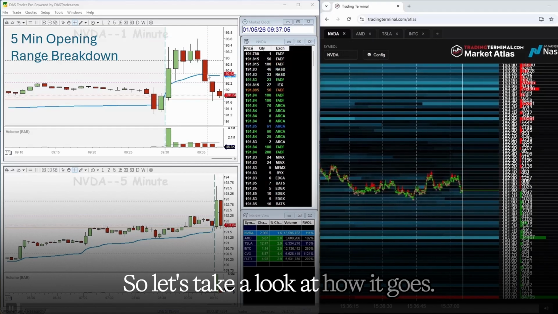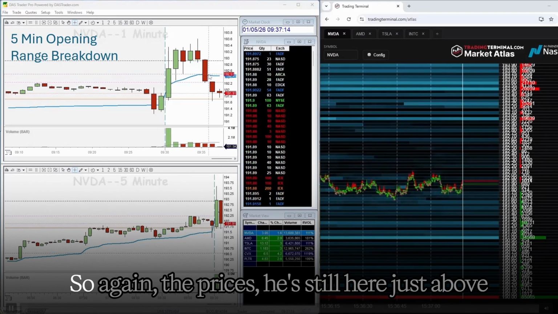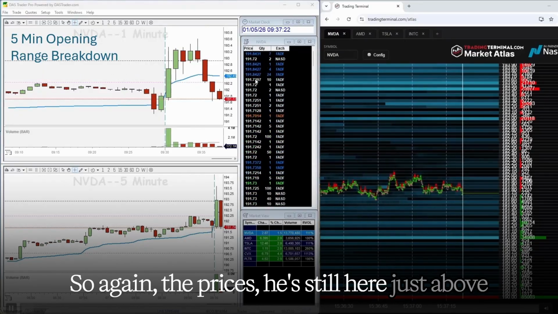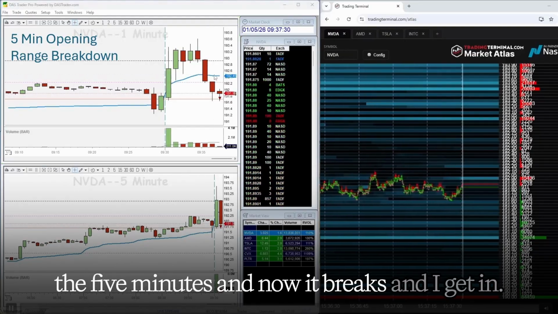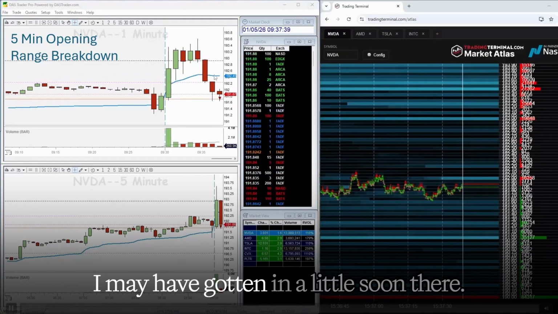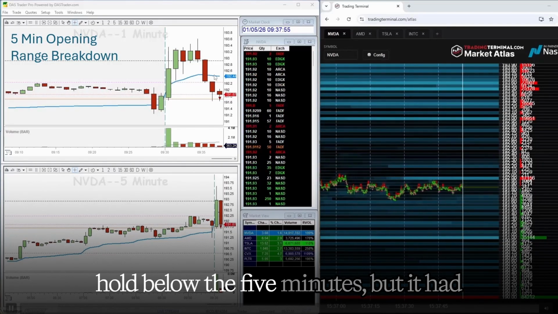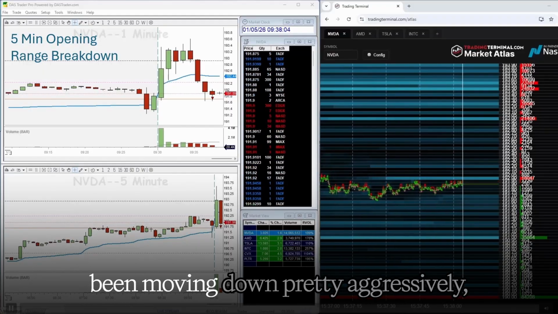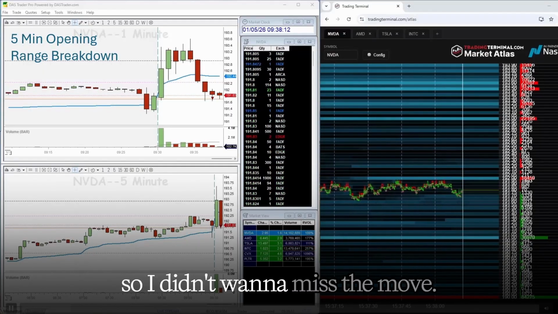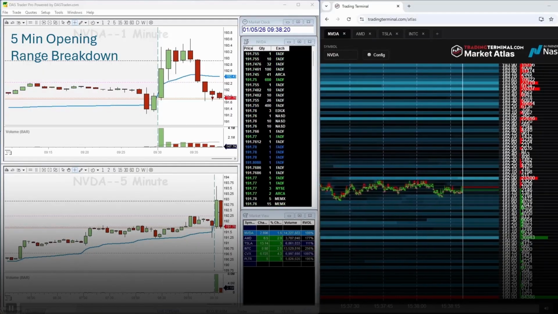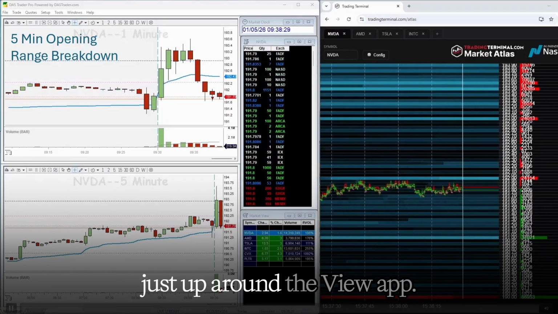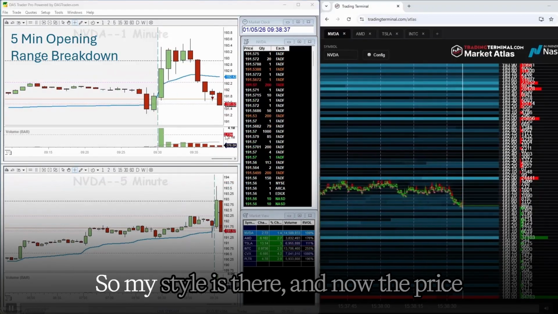So let's take a look at how it goes. Again, the price is still just above the 5-minute low, and now it breaks and I get in. I may have gotten in a little soon there. Usually you want to wait for it to break and hold below the 5-minute low, but it had been moving down pretty aggressively, so I didn't want to miss the move. My stop loss is going to be just up around the VWAP. So my stop is there.